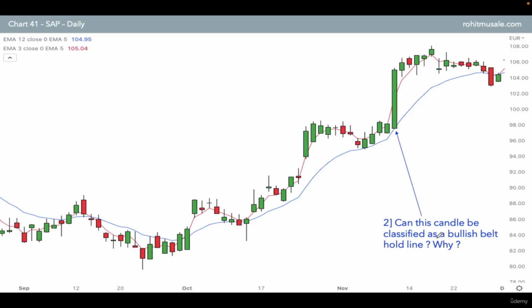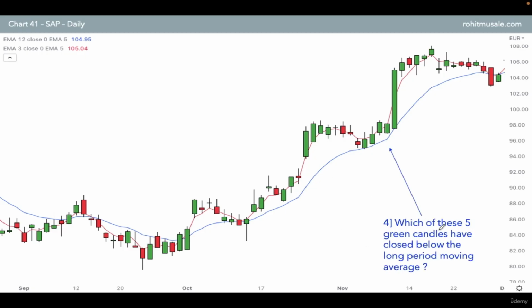Number 2. Can this candle be classified as a bullish belt hold line and why? The answer is no, because a bullish belt hold line comes after a downtrend. Number 3. What does this window indicate? The window simply reaffirms the bullishness shown by the moving averages. The red line is above the blue line. So that's very bullish, and the window is simply giving us the reassurance that the uptrend is still intact.